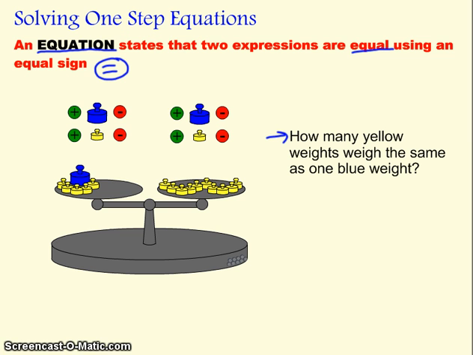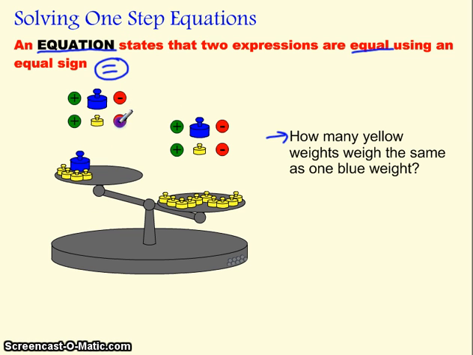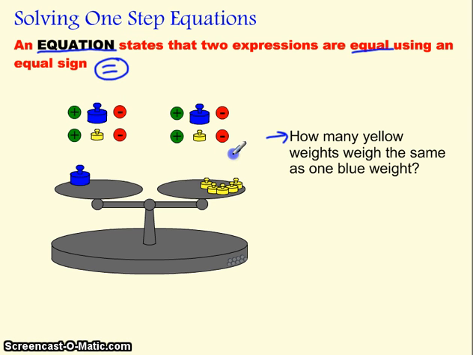So what I'm going to do is I'm going to get rid of a bunch of the yellow weights. And notice, as soon as I do that, I got rid of 5, the scale becomes unbalanced. So in order to balance it again, what I'm going to need to do is also take away yellow weights. So I took away 2, 3, 4, 5. And as soon as I took away the same number of yellow weights, my scale balanced out again.